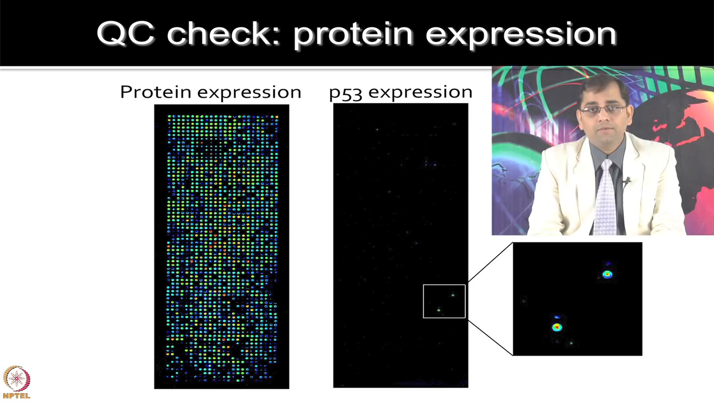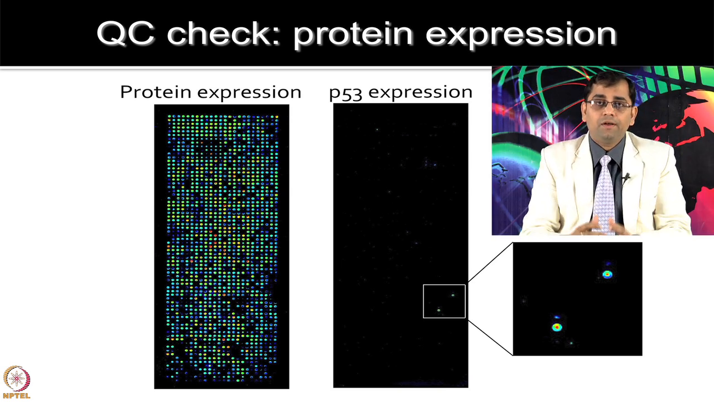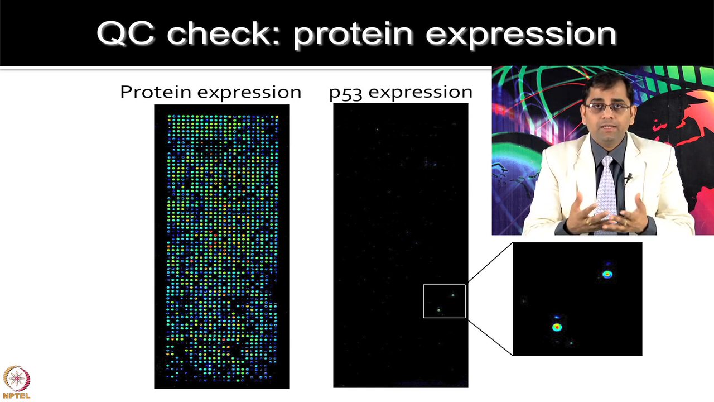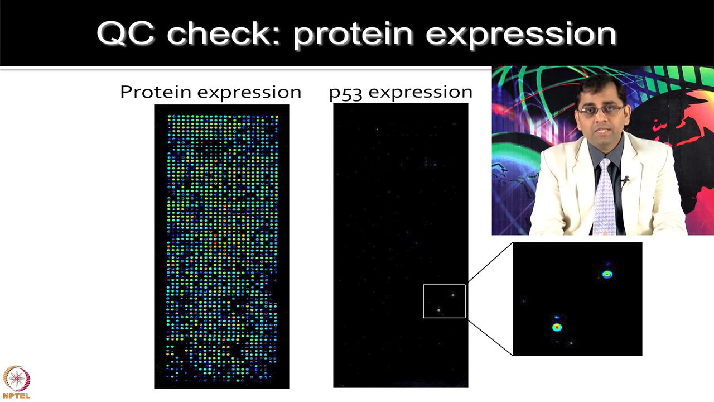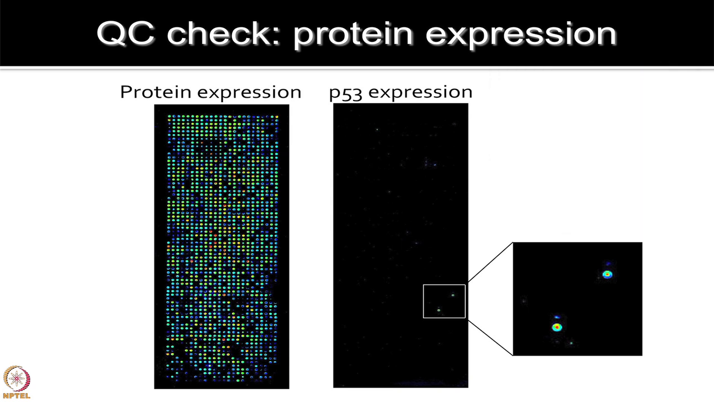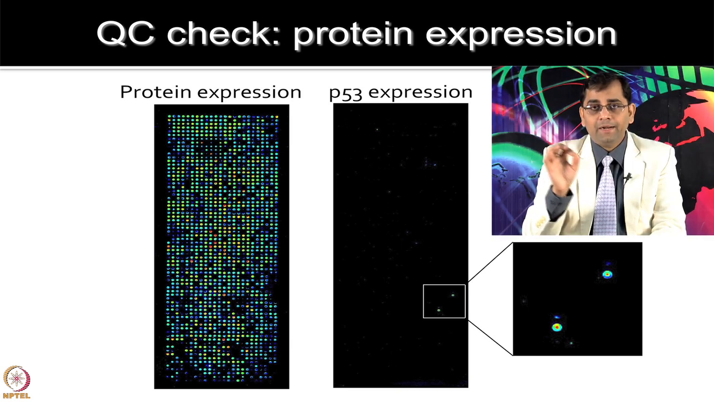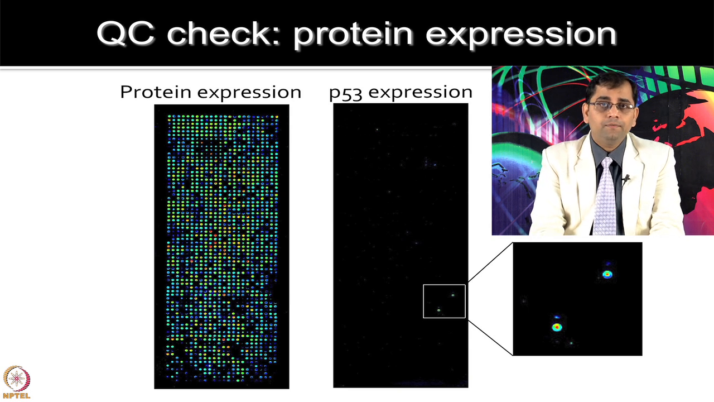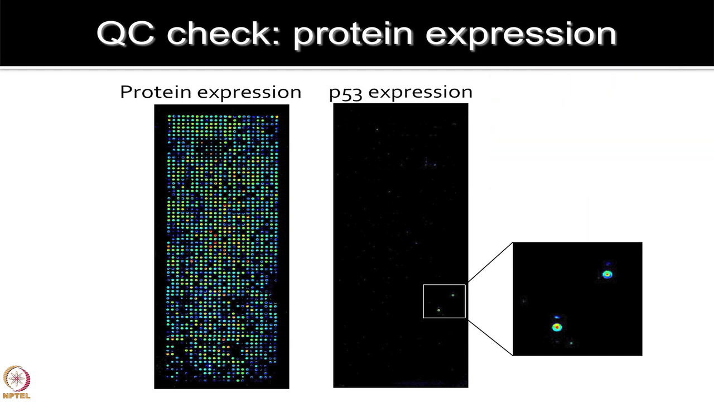Now, the quality control check for the protein expression: once you have expressed your protein of interest, you would like to see first the anti-GST, that all these spots which have the GST tag are showing the spot intensity, and also to check the specific protein expression. In this case, we had used anti-P53 antibody, which shows that the P53 antibody is binding to the right feature of the P53 protein. And that shows that in the entire array, while every protein is expressed, you are able to pick up the right protein, which is P53, using this antibody of interest.